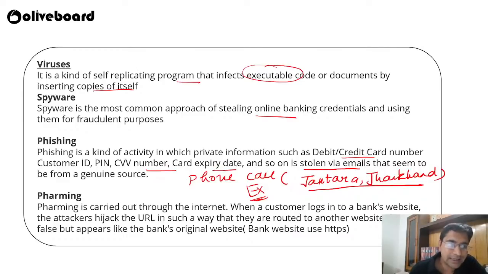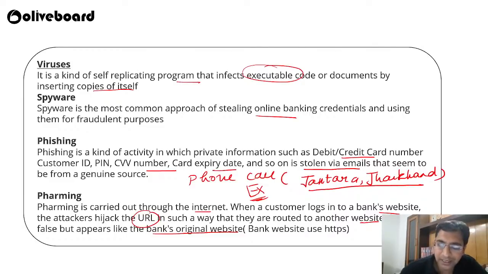Then pharming, it is carried out through the internet. When the customer logs into a banking website, the attackers hijack the URL in such a way that they are routed to another website that falsely appears like the bank's original website. If you go to various banking websites, the bank says that please make sure that you utilize the original website of the bank.